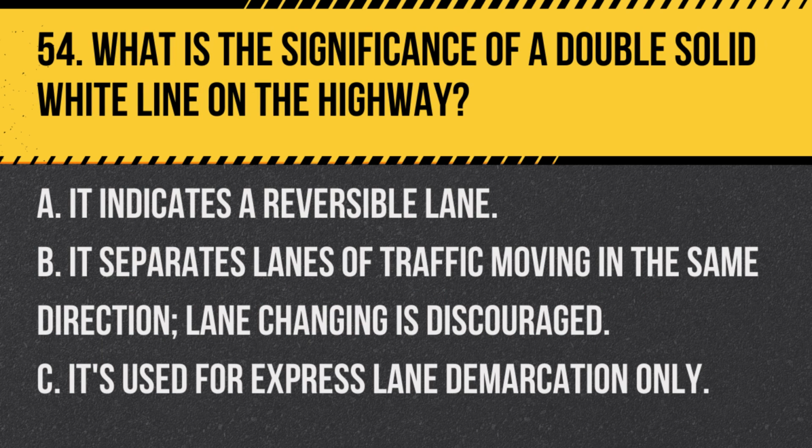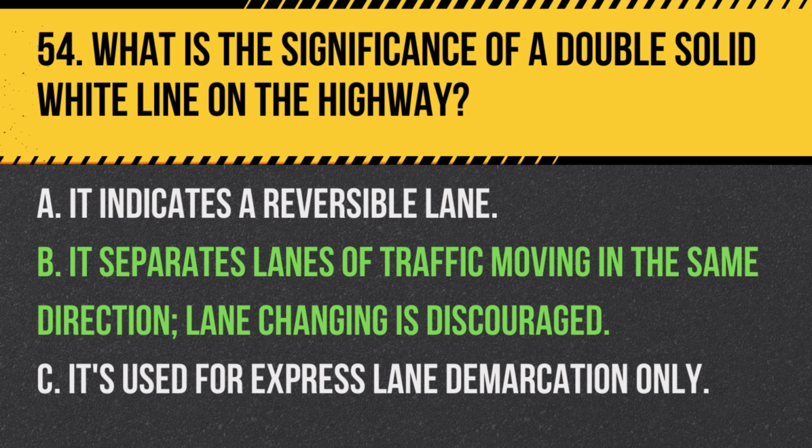Question 54. What is the significance of a double solid white line on the highway? A. It indicates a reversible lane. B. It separates lanes of traffic moving in the same direction. Lane changing is discouraged. C. It's used for express lane demarcation only.